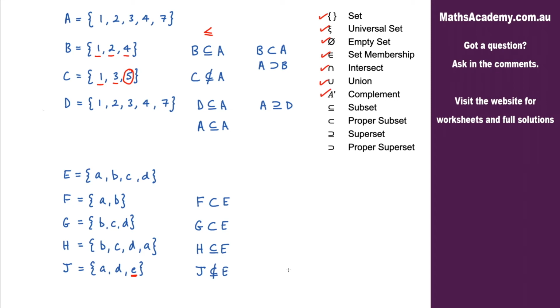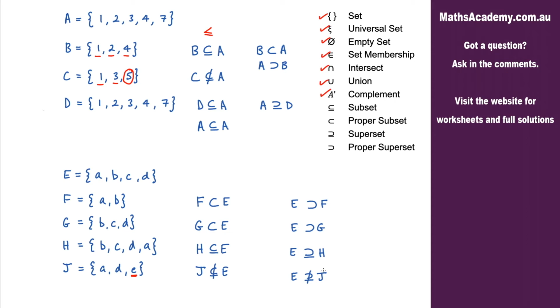Okay, well, let's have a look at supersets. What we can say here is that E is a proper superset of F. E is a proper superset of G. We've got E is a superset of H, and E is not a superset of J.